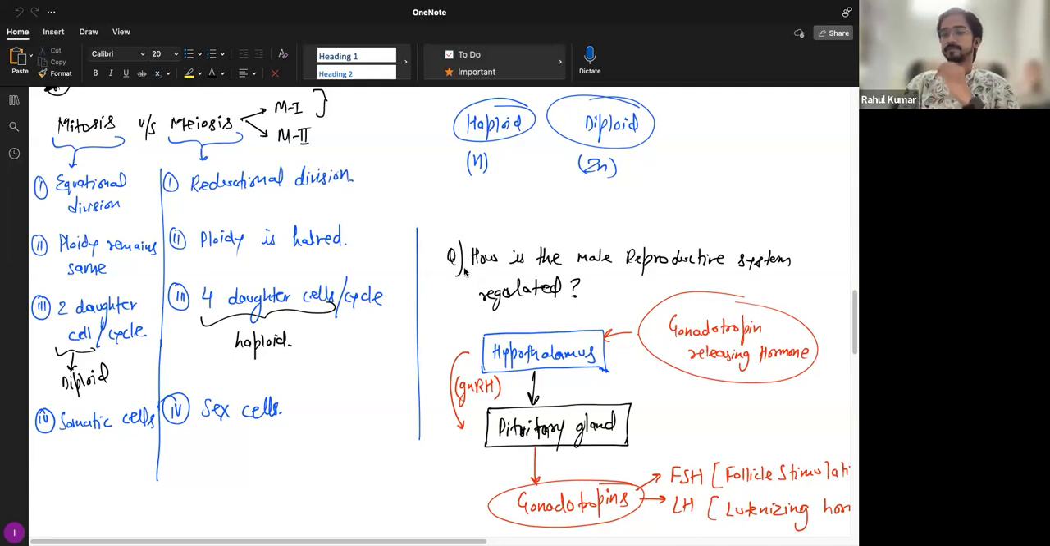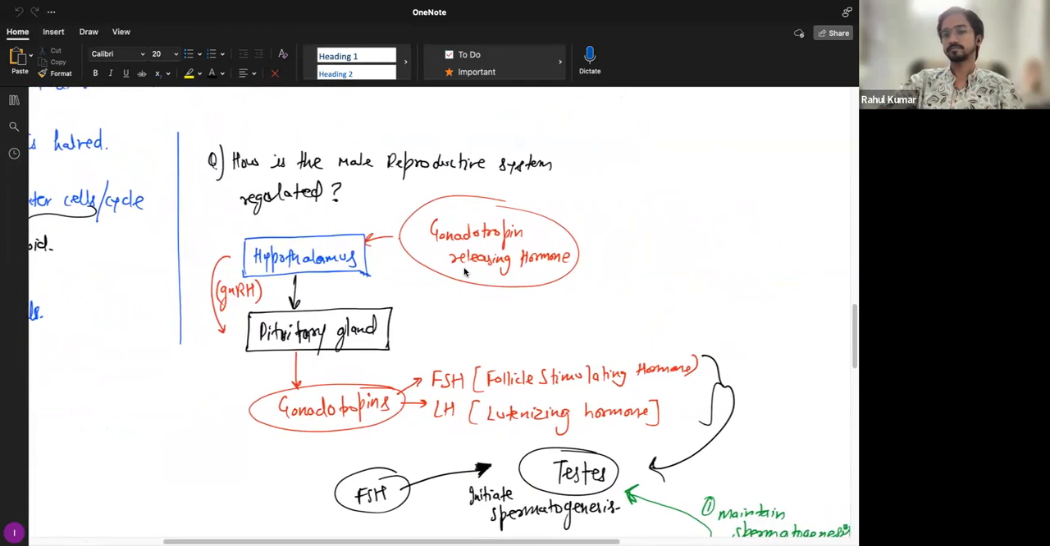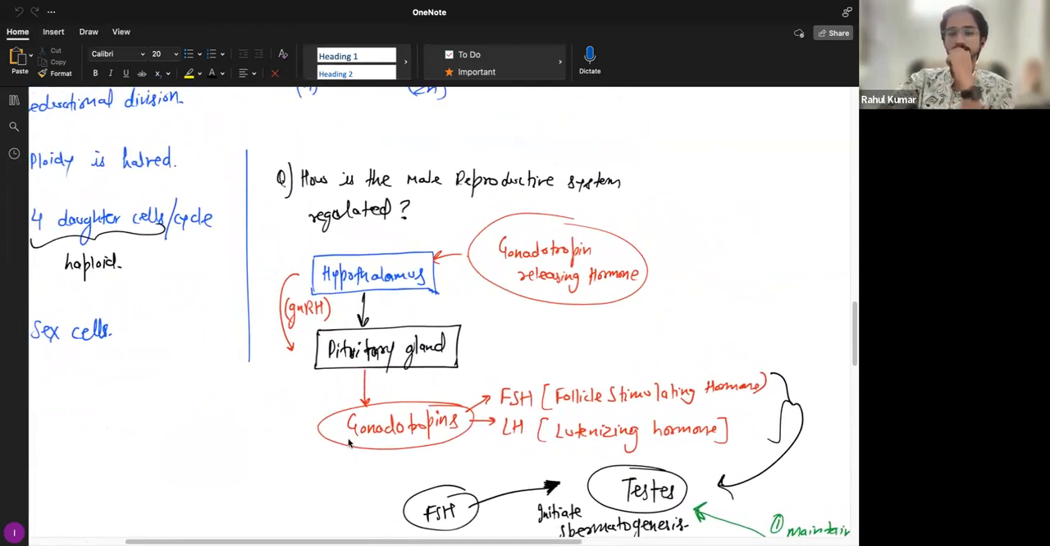Continue. So the hypothalamus secretes GnRH, gonadotropin-releasing hormone, and it acts on the pituitary, and the hormone binds on the gonads, and this leads to the formation of sperms. There are two types of gonadotropin, FSH and LH. FSH will initiate spermatogenesis, and LH will secrete testosterone, and this will maintain spermatogenesis.